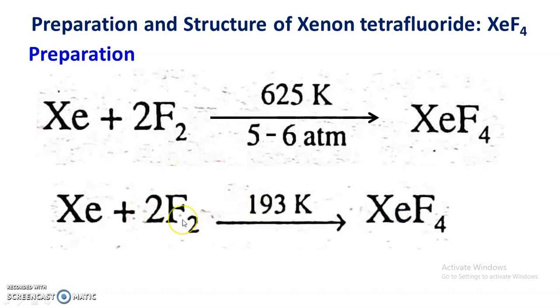It can also be prepared by passing electric discharge through a mixture of xenon and fluorine in a molecular ratio 1:2. When this ratio of xenon to fluorine is maintained at 1:2, and an electric arc is passed through this mixture at 193 Kelvin, xenon reacts with fluorine and there is a formation of xenon tetrafluoride. So this is how xenon tetrafluoride is prepared.